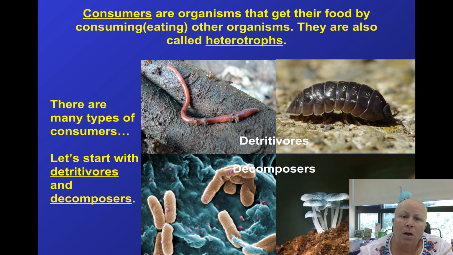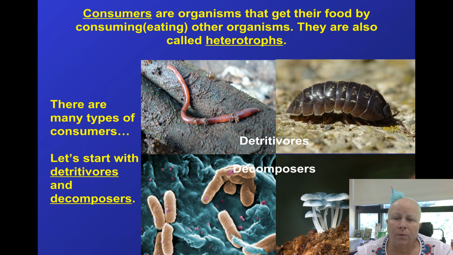The other group are the consumers, and consumers are organisms that get their food by consuming or eating other organisms, and they're also called heterotrophs. So we have the autotrophs that are producers, heterotrophs that are consumers. And there are a lot of different types of consumers. So we're going to begin talking about detritivores and decomposers.